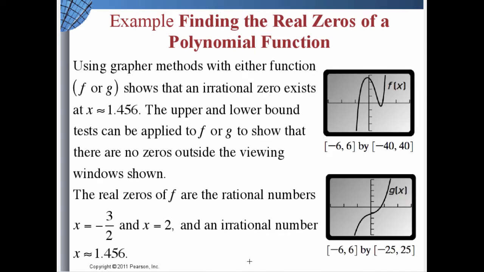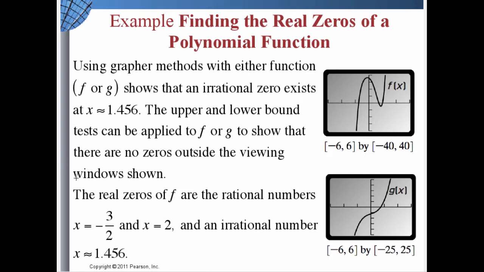So if we use our graphing calculator with either function, we can use the zero tool to go ahead and find that last zero. And it's approximately 1.456. And the upper and lower bound test can be applied to f or g to show that there are no zeros outside the viewing window shown.